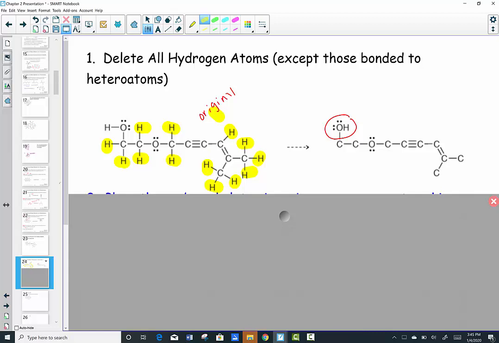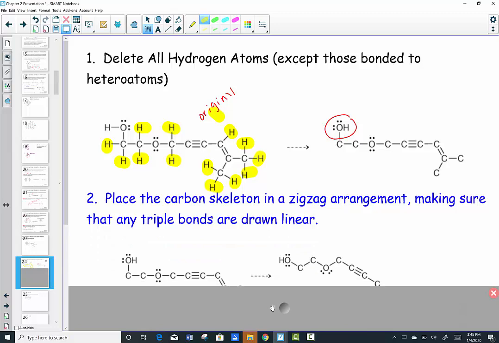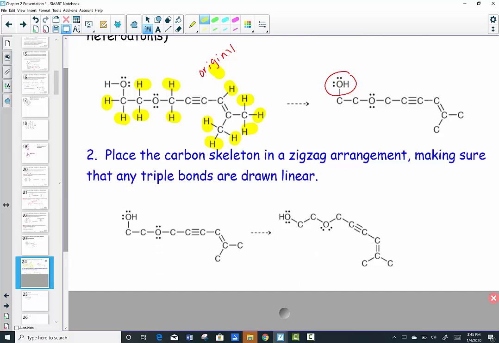So the second step, after I eliminate and get a clean view of all the carbons in the backbone of the molecule, says now begin by placing it in a zigzag arrangement. Make sure that any triple bonds are drawn linear. So this right here has to remain linear, but all of the others should come out zigzag. Notice this carbon. I start just going up, down, up, down, up, down, up, down the entire structure.